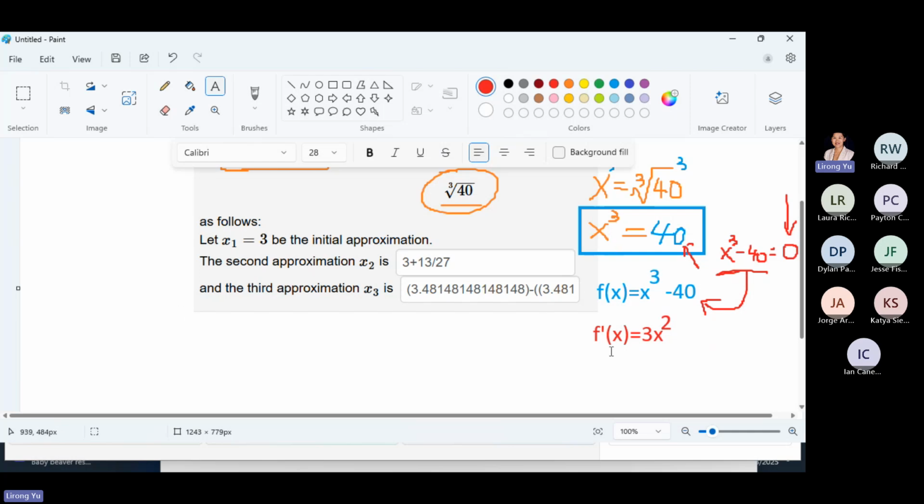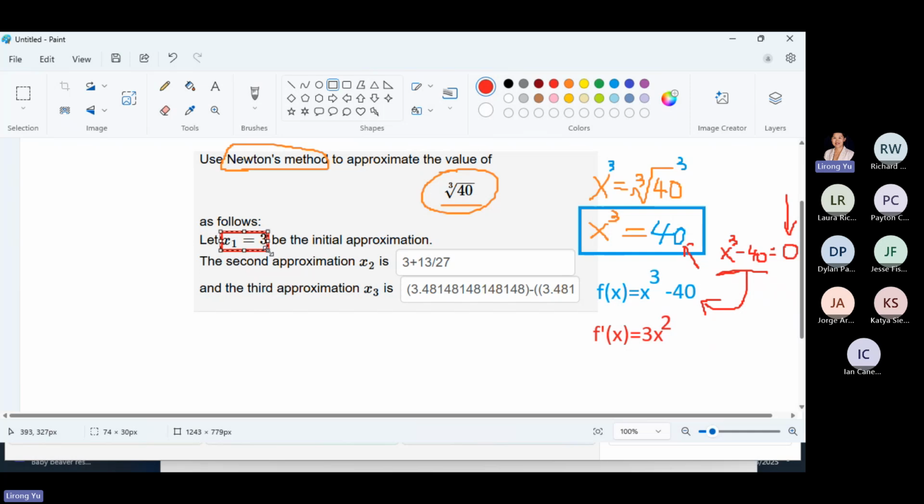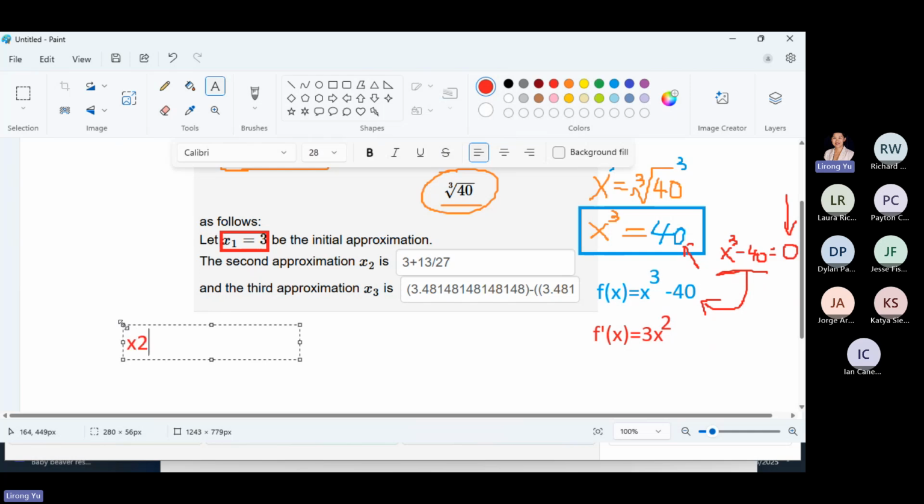Now we have the function. We also have the derivative, and the question says we're going to start with x1 equals 3. From x1 equals 3, we can start calculating x2. The solution is already there, but you can see how we calculate it. x2 is an updated number from x1, so it's x1 minus, start with x1 and make small changes to x1 to get to your x2, the function value at x1 divided by the derivative value at x1. That's our Newton's method formula.